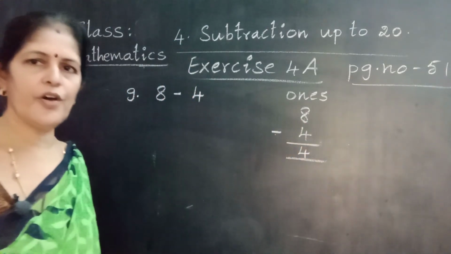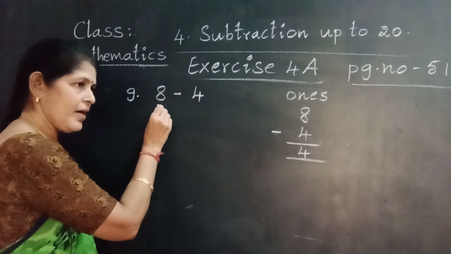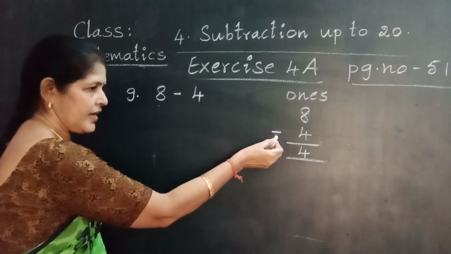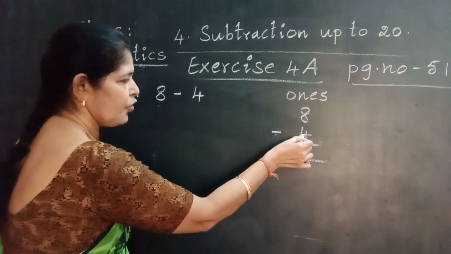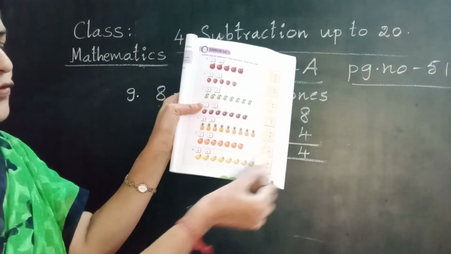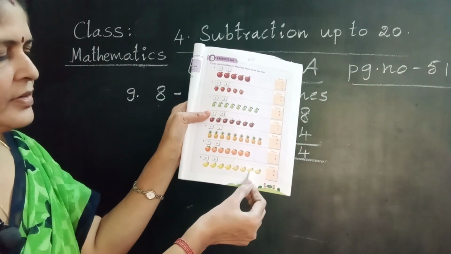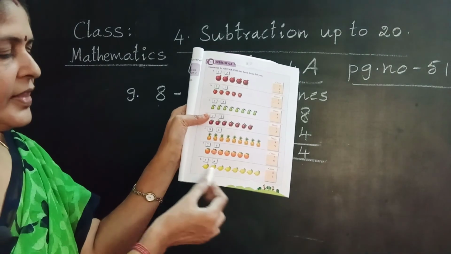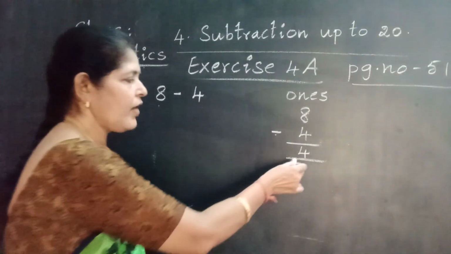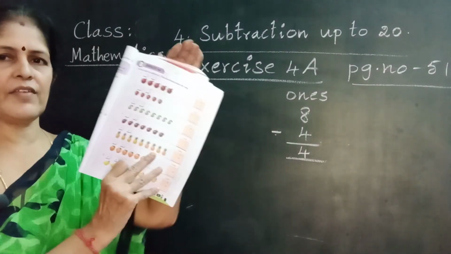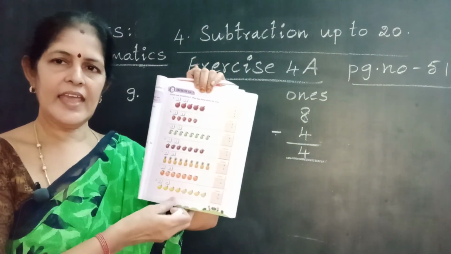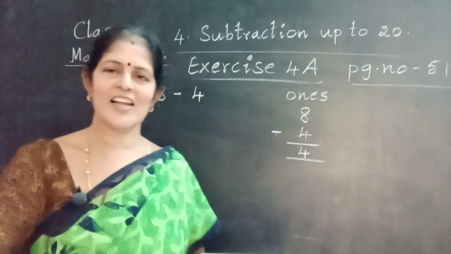8 minus 4, 4. There are 8 lemons. I have taken away 4. Taken away means minus. 8 minus 4. Left lemons are 4. We crossed out 4 from the right side. 1, 2, 3, 4. These are the left lemons. 8 minus 4 equal to 4. Understood the activity, my dear children? Watch the video and write neatly in your textbook, my dear children.